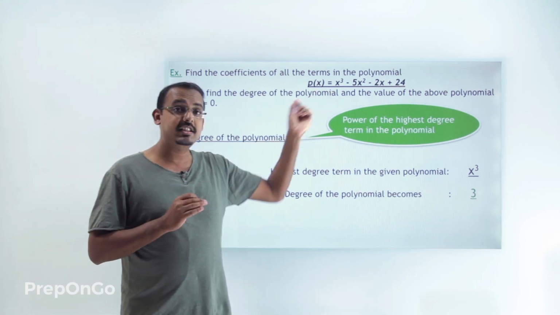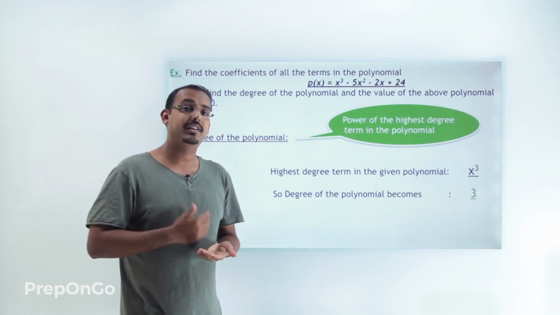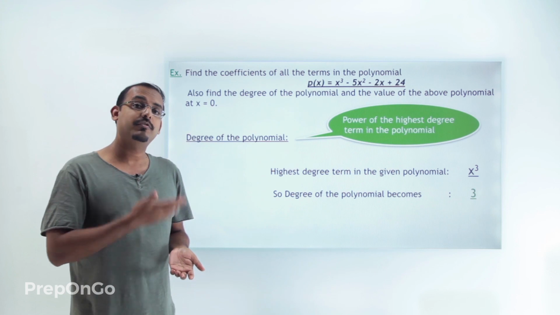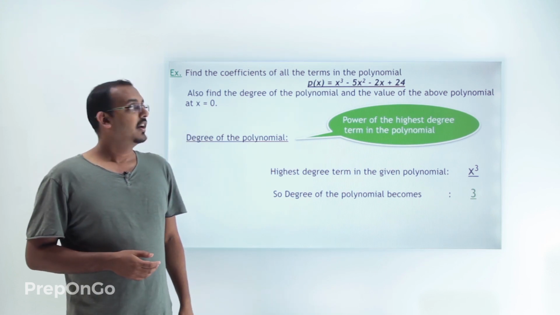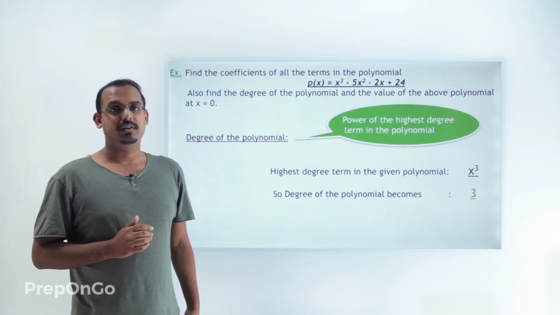Because the highest degree term in this polynomial is x cube, and the power of the variable in that term is 3, the degree of the polynomial also becomes 3. So this is how we calculate the degree of any given polynomial.